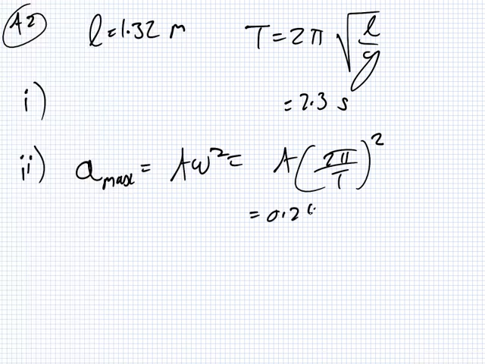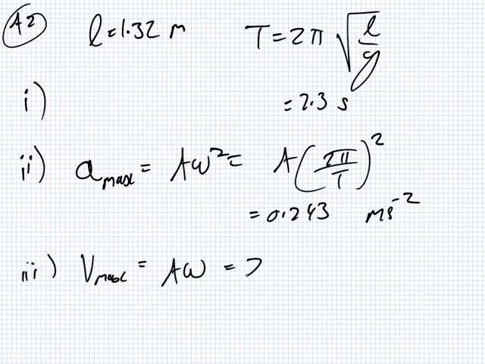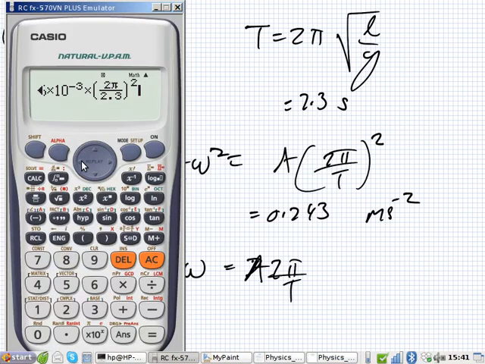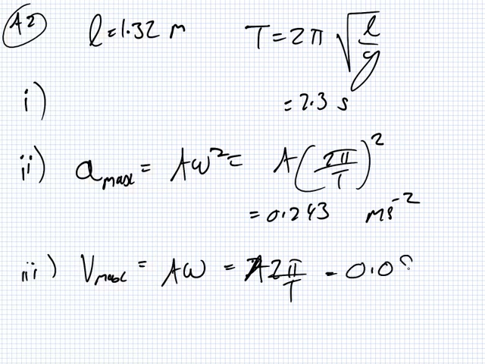Great, and then finally the last part was the v max, was it? Mm-hmm. v max equals A omega, which is A times 2 pi over T. So actually, if I just go back, it's literally just changing that to a 1, isn't it? Yeah, it's not squared anymore. So you get 0.089. And that's it. Yeah, 6 marks. Okay, next.